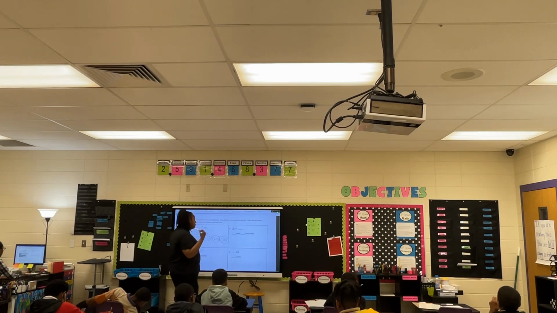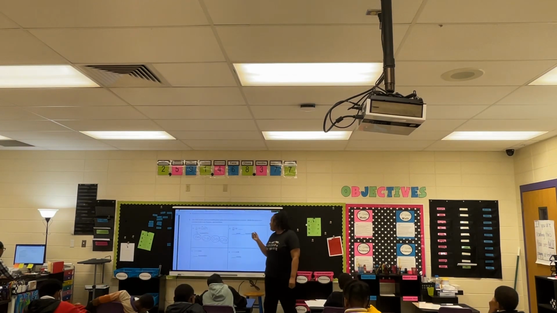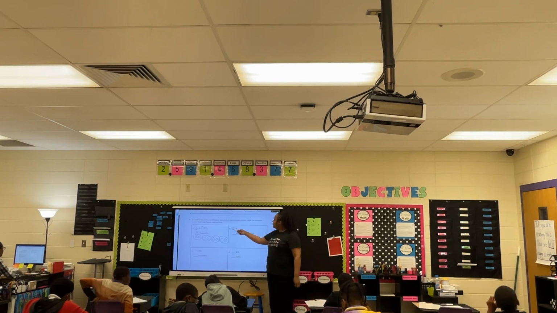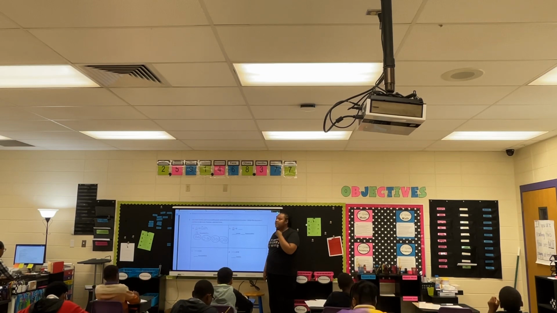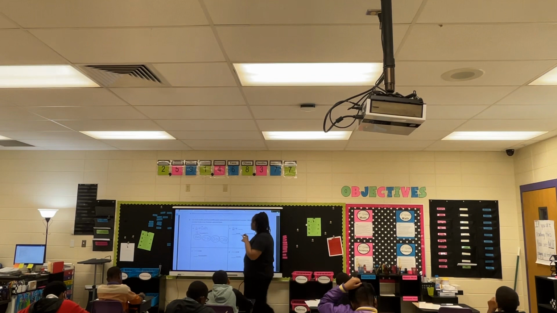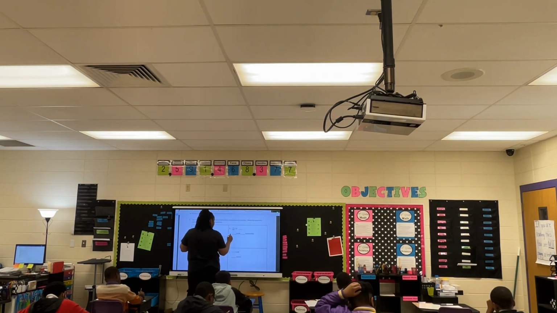Okay, let's look at B. So Kyle, what's my number for B? 1300. So how many place value discs do I need to draw? 13. Go ahead and draw.